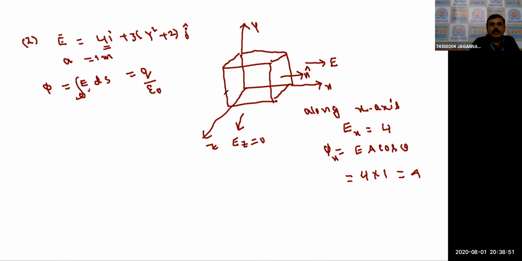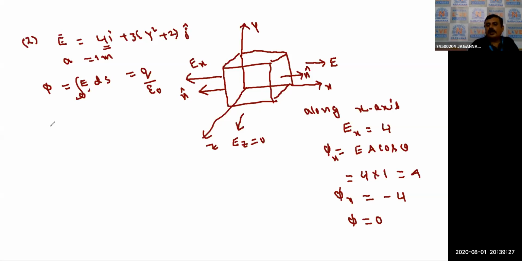And if you take this other part, the electric field is in this direction, and the normal line for this one is also in this direction. But this electric field is in the opposite direction. So the electric flux due to this surface is the same but opposite. So net electric flux along the x-axis is equal to 0.